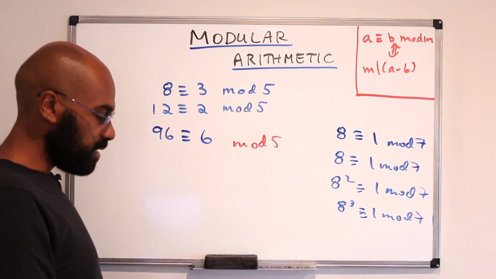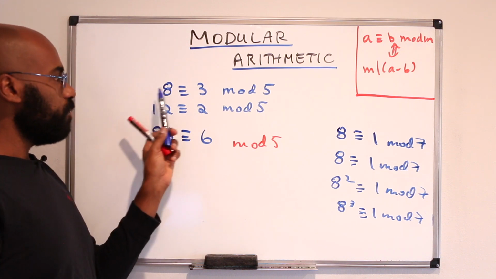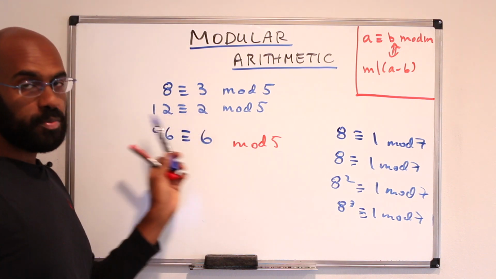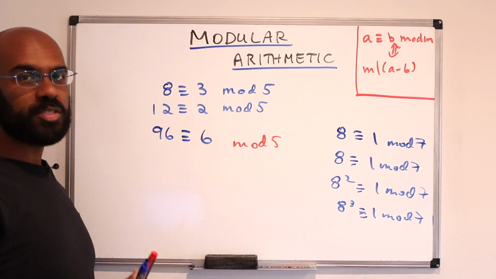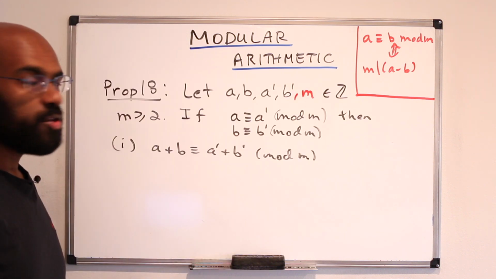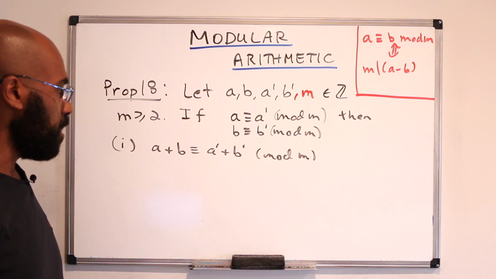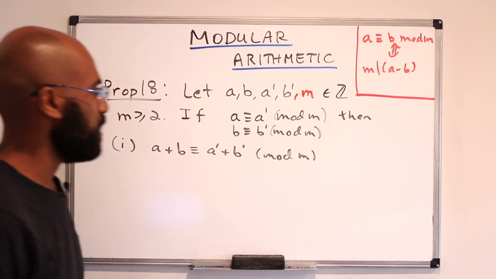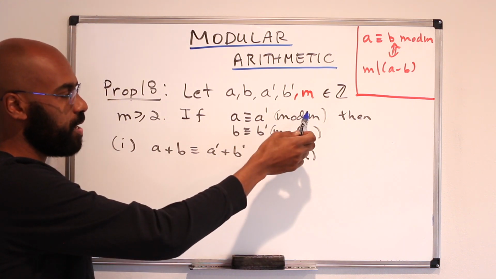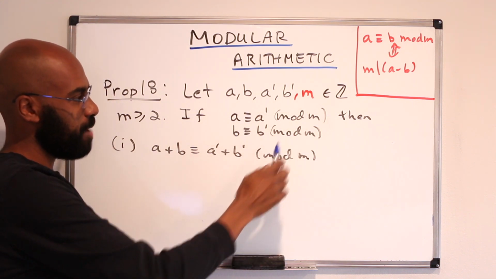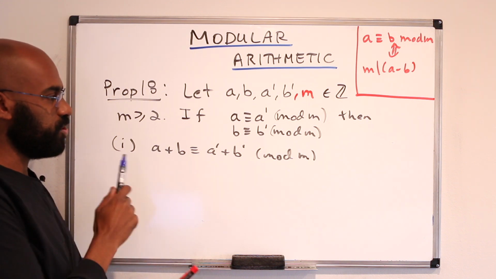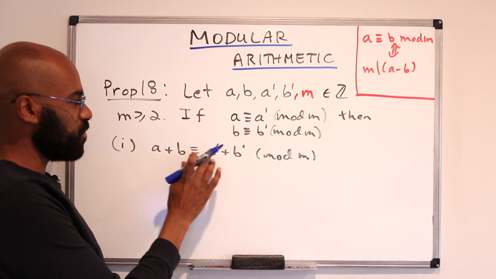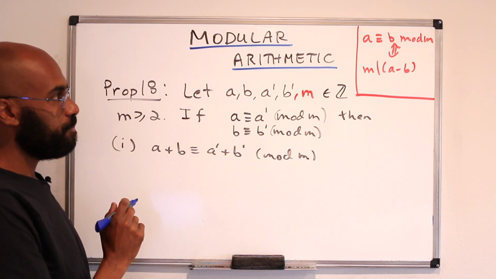So let's actually see that this is the case, that when you have two things congruent and another pair of things congruent with respect to the same modulus, then you have this addition and multiplicative property. So these arguments are in proposition 18 in our book. And one of the first parts of it says that if A is congruent to A prime mod M and B is congruent to B prime mod M, where A prime, B prime are integers and M is an integer at least 2, then A plus B is congruent to A prime plus B prime mod M.